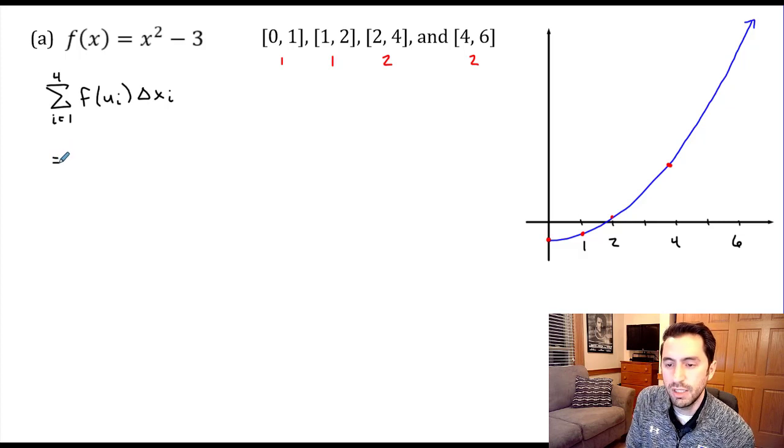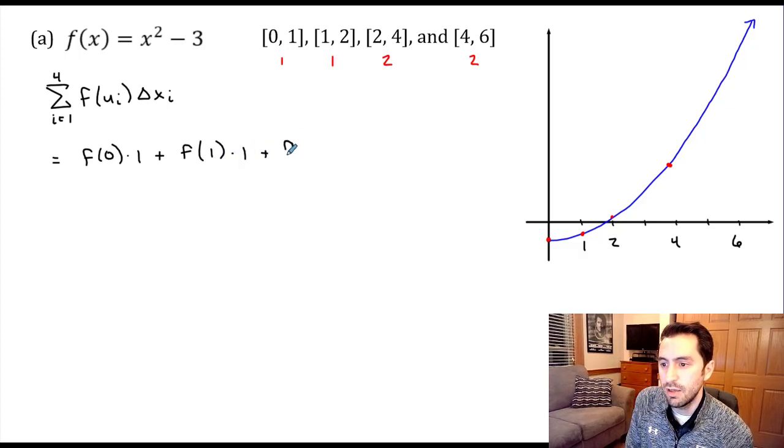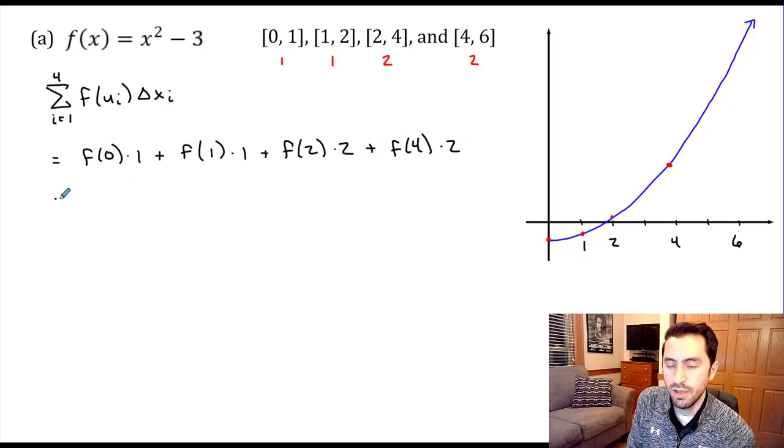Going through, for our first left endpoint, we have f of 0, multiplied by the width of that interval, so times 1. Plus f of the left endpoint in the second interval, so f of 1, multiplied by the width of the second interval, which is also 1. If we keep going, we have f of 2 times that width of 2, and f of 4 times that width of 2. So let's go through and evaluate each of these.